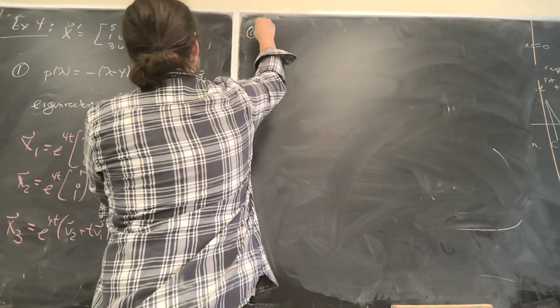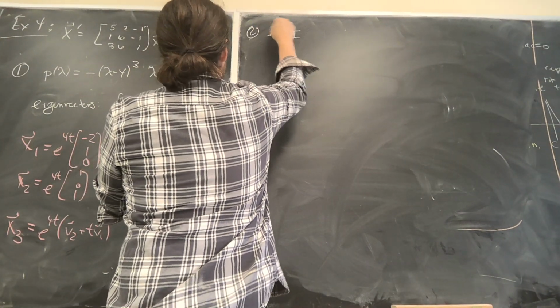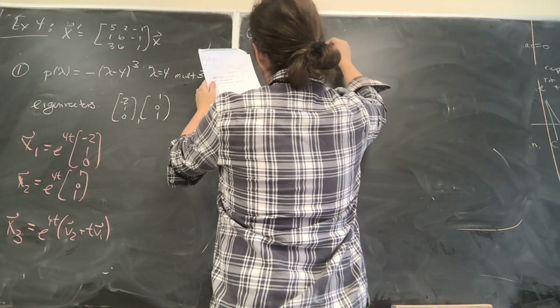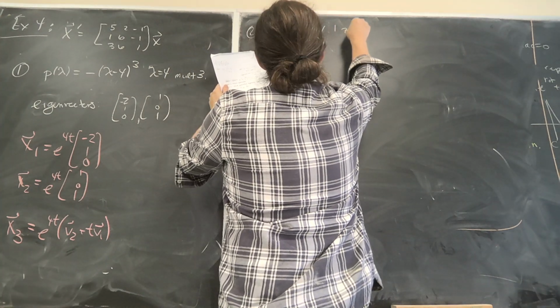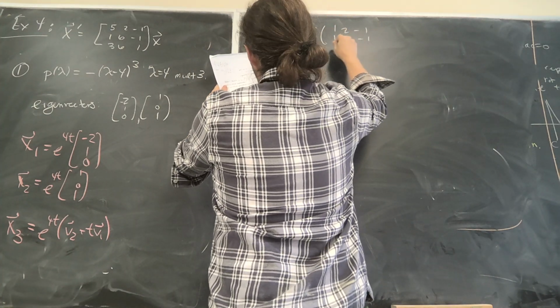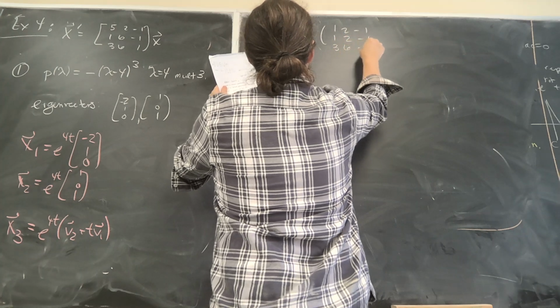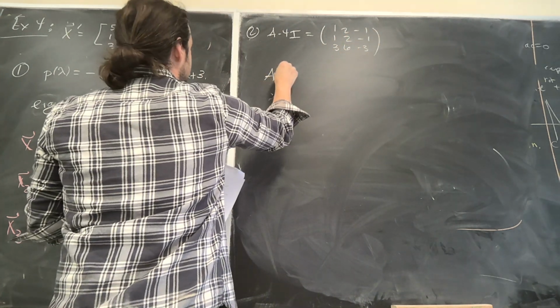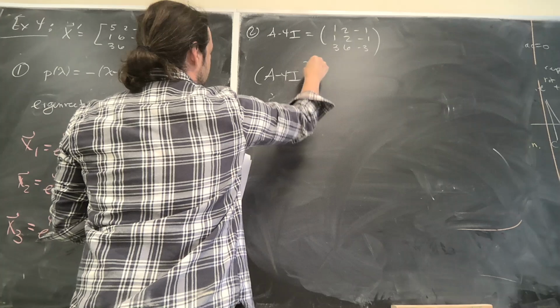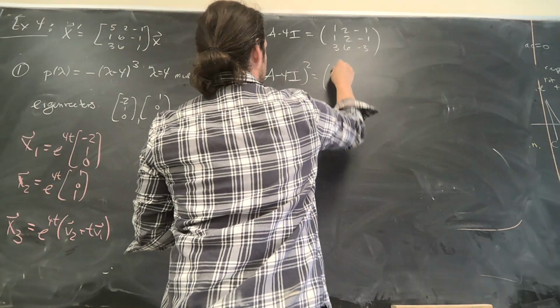Step 2 was supposed to be, we write down A minus 4I, which is 1, 2, negative 1, 1, 2, negative 1, 3, 6, negative 3. And then, if all is right in the world, when I square this thing, I should get the 0 matrix, and indeed I do.